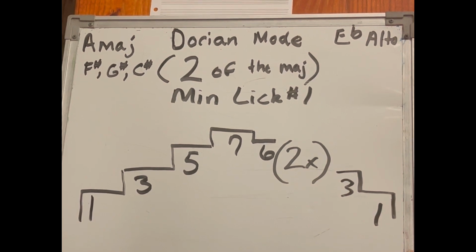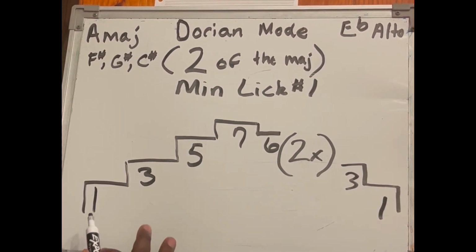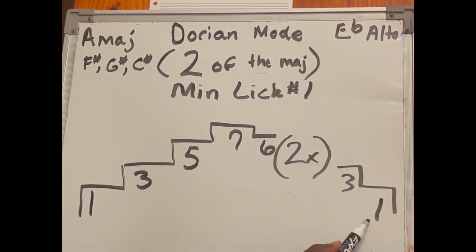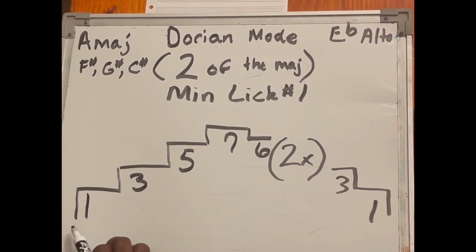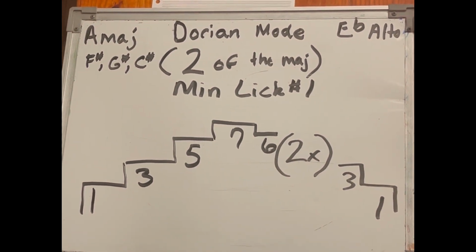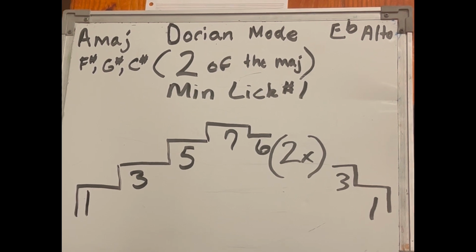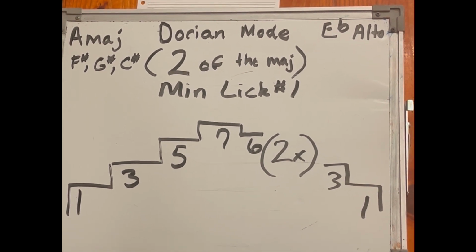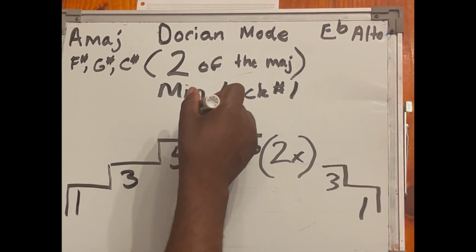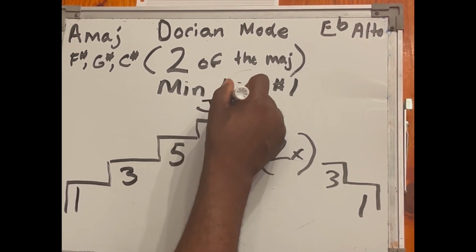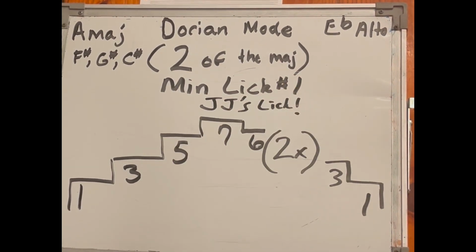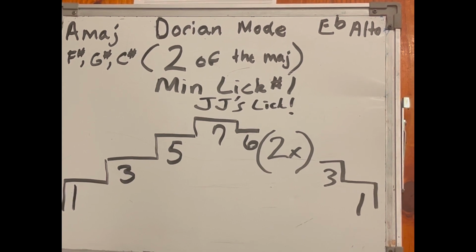So this is how it goes. And this is the minor lick number 1. Do ba do de do, do ba do be da, do ba do be da, boo boo do be da, do. All right, I'm gonna be able to demonstrate that a whole lot better on my horn, but basically that's the first lick, and let's call this minor lick number 1. You can also call it JJ's lick. All right, so I'm gonna get my alto out and demonstrate this.